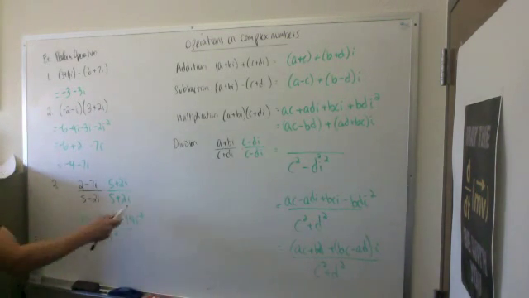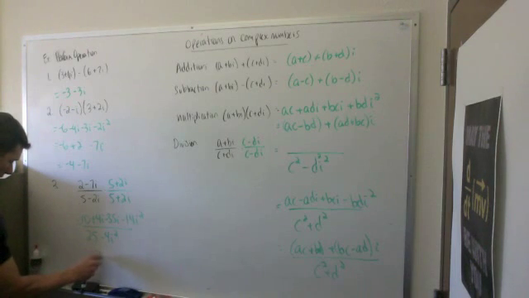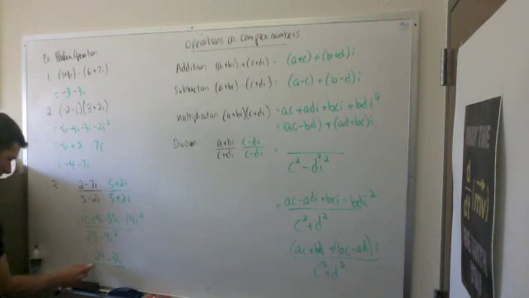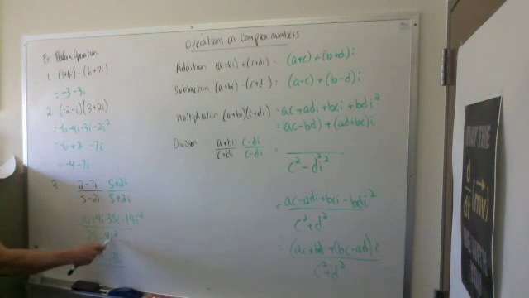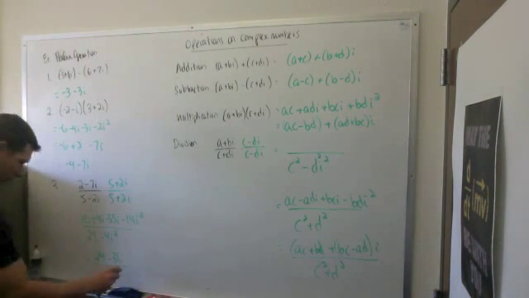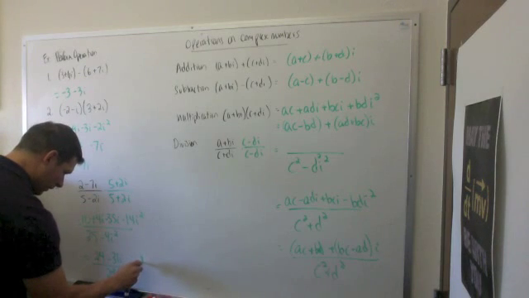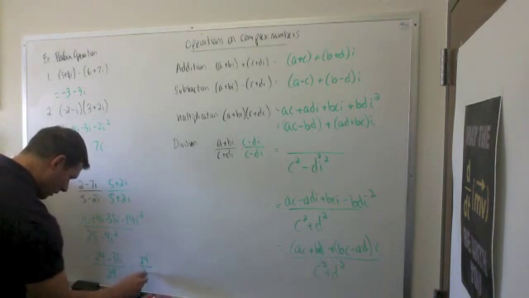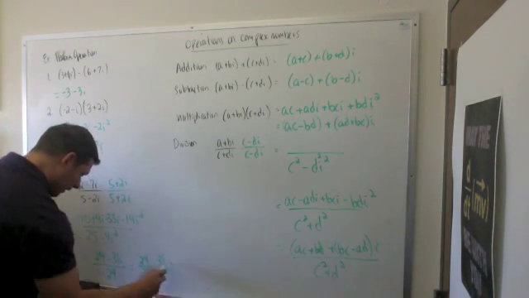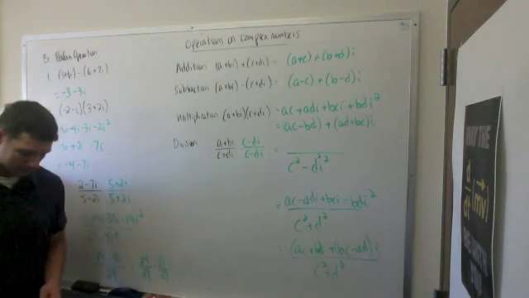So if I notice that i squared is negative 1, negative 1 times negative 14 is positive 14, 14 plus 10 is 24. I'll get minus 31i divided by... i squared is negative 1. Negative 1 times negative 4 is positive 4. 25 and 4 make 29. So this is actually in the correct form if I write it this way: 24/29 minus 31/29 i. It's got the form a plus bi.